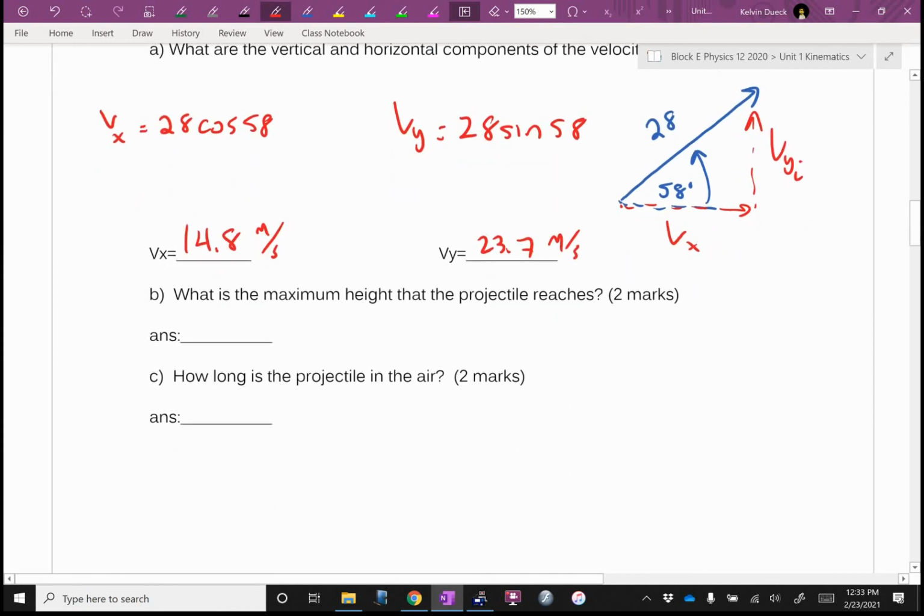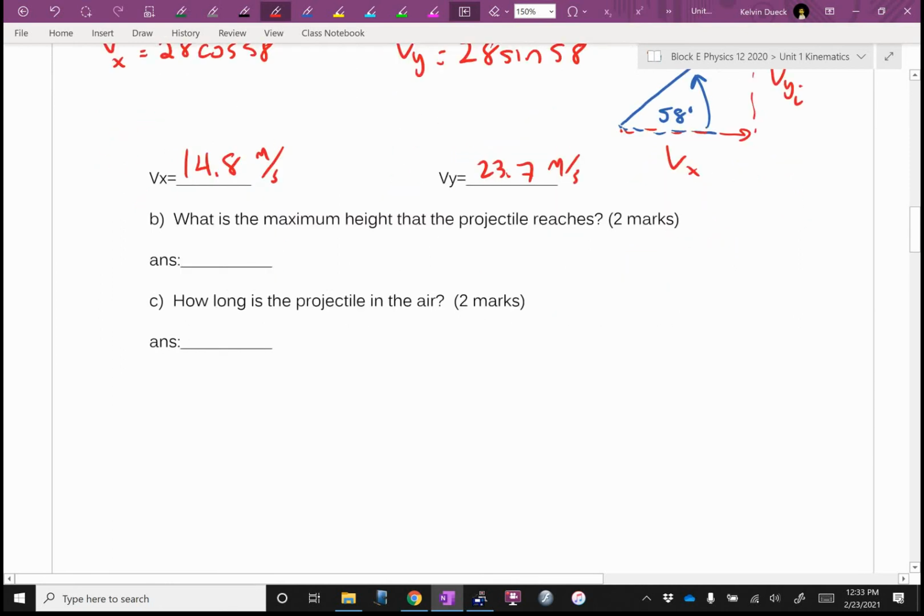B, what is the maximum height? Okay, I'll do B right here so I got room. Height, that's vertical. Instead of doing a full t-table, I'm just going to do the vertical part of the t-table. So I'm going to make my list. I have Vy initial is 23.7. I know ay is negative 9.8. They want me to find dy. That's only two things. I need three things to find the fourth.